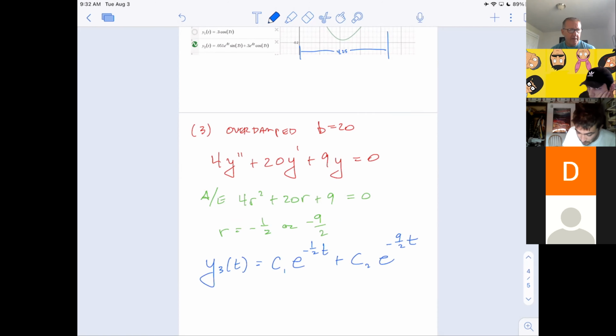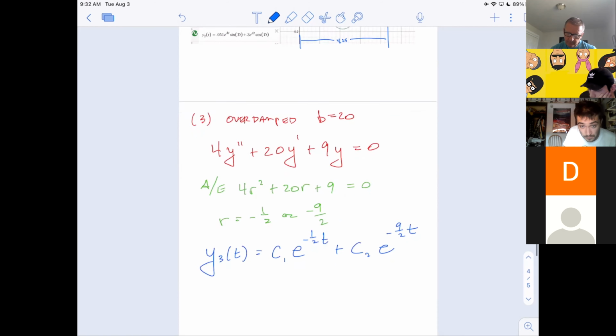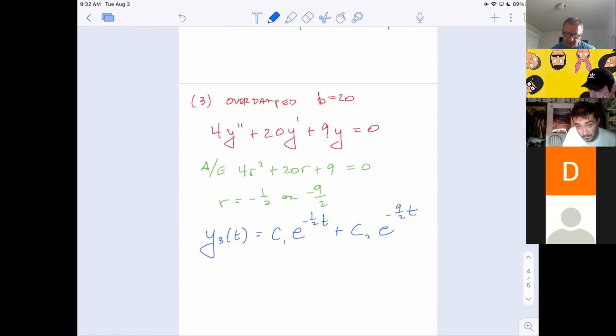And then you go back to the same initial conditions and you get y3 of T, the particular solution, because I already calculated this ahead of time, is 0.338 E to the -1/2 T.